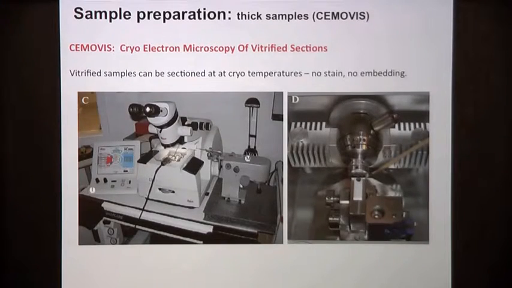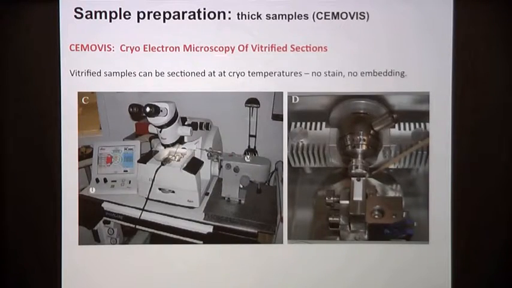If we want to image not the stain in our sample, in the thick sample case, then we have to use a method known as CEMOVIS, in which the sample is high pressure frozen and then sliced at cryo temperatures using a diamond knife. And these cryo sections, as they come off the knife, are put immediately on an electron microscopy grid. They are maintained at cryo temperatures, inserted into an electron microscope, and then we can just do standard imaging like you've heard the entire week.